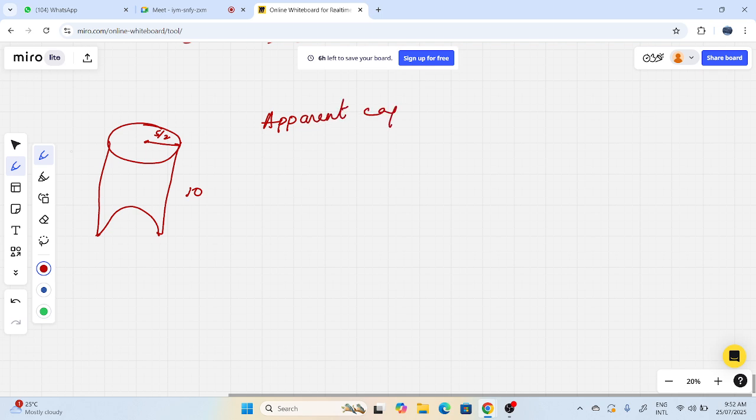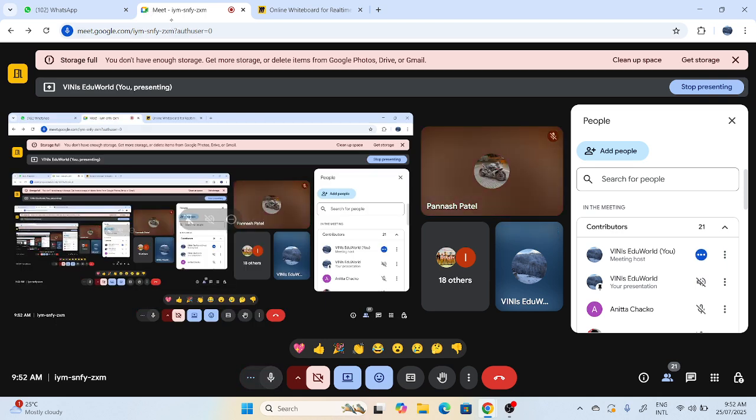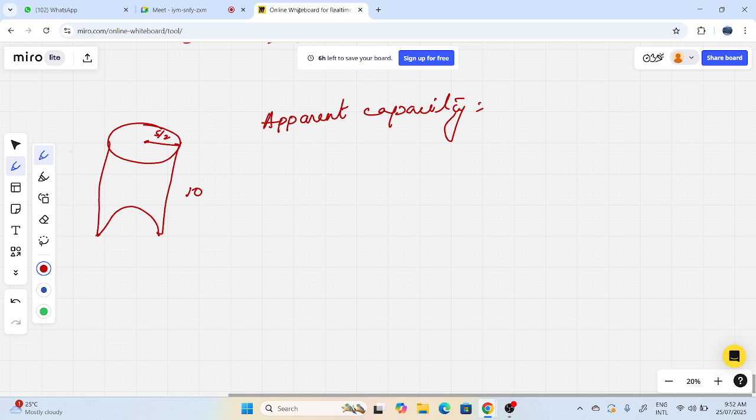Which formula will I take? Tell. Apparent capacity. Which formula will I take? What happened? Why is nobody saying? Apparent capacity. Which formula will I take, guys? You minus the volume of the hemisphere, that is the actual. But what is apparent capacity? What do you think? Volume of the cylinder. Volume of the cylinder? Yeah.